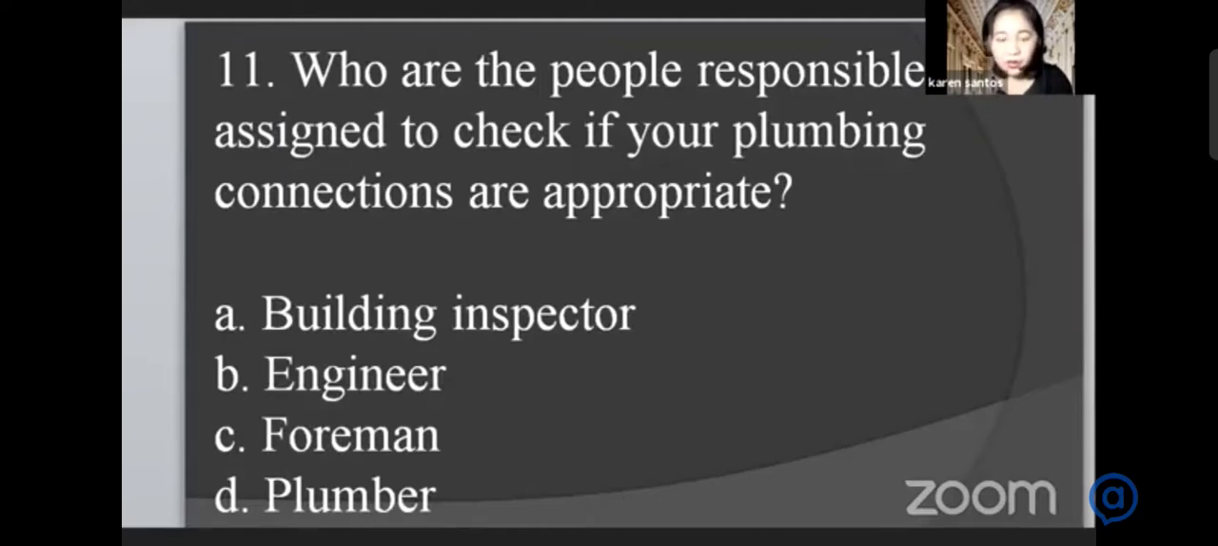So next, who are the people responsible and assigned to check if your plumbing connections are appropriate? A. Building inspector, B. Engineer, C. Foreman, and D. Plumber. Okay, so what is the correct answer? Who are the people responsible and assigned to check if your plumbing connections are appropriate? A. Building inspector, B. Engineer, C. Foreman, D. Plumber.